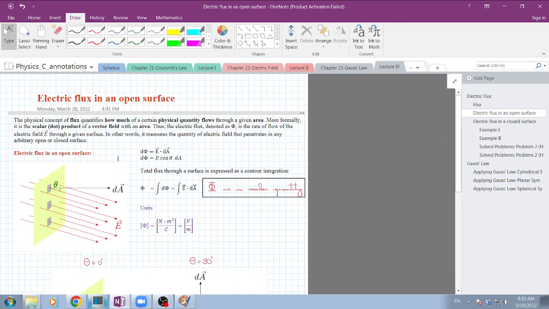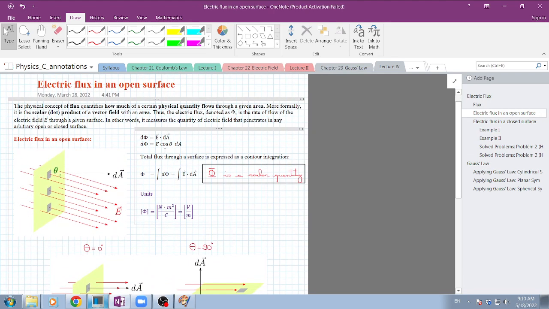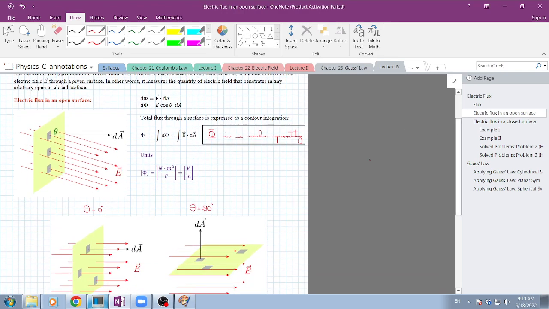Okay, I put some definitions here. First of all, let's emphasize that the electric flux is a scalar quantity. That means it's a number. You just have to set it up. If you have very complex surfaces and you want to know the flux through those surfaces, you can analyze simple parts of the total surface, divide it into many smaller parts, analyze each, and then just add it up at the end.